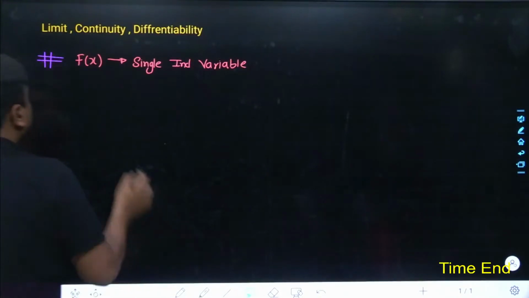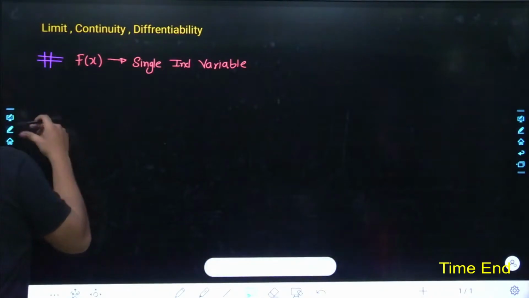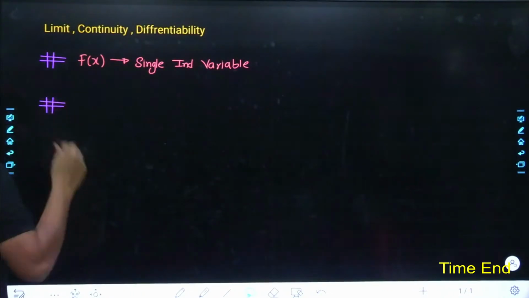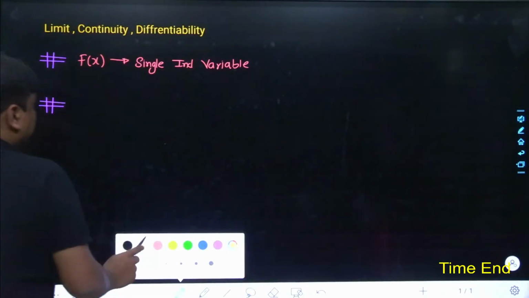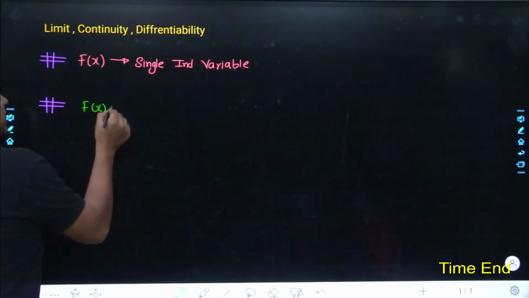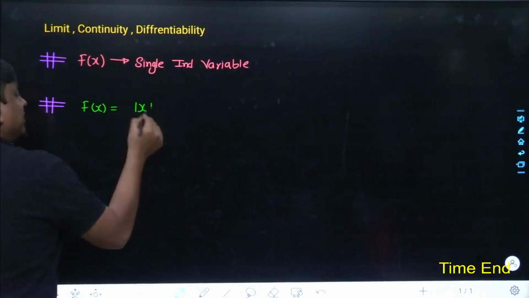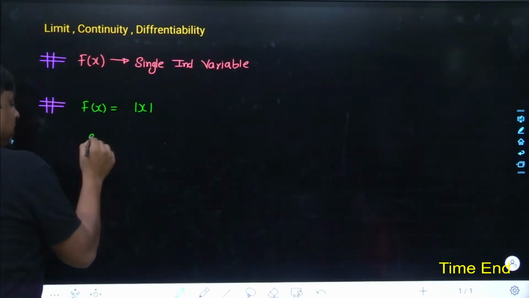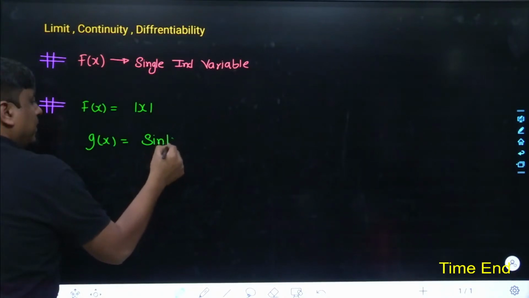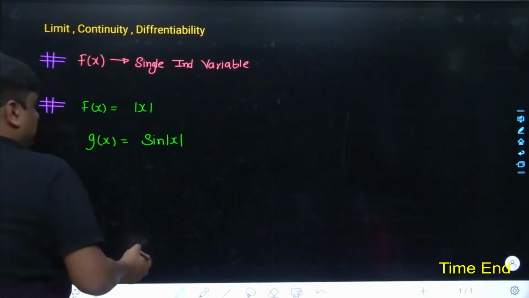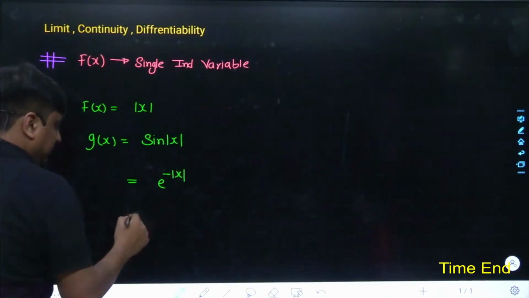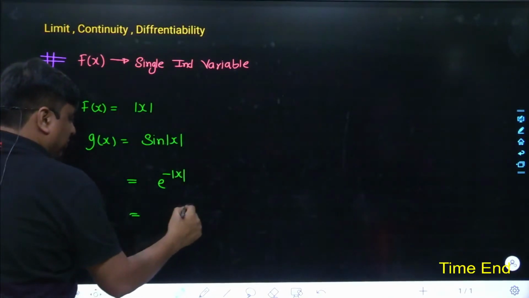If you want, I can take a few examples. Like you can have sine of x, mod of x, mod of x plus 1, mod of x divided by x. All these kinds of functions are categorized under functions which carry only one independent variable. You can take the magnitude of x, another function like sine of magnitude of x, or the absolute function of x. Same way you can have e to the power of minus mod of x, or even e to the power of minus x.